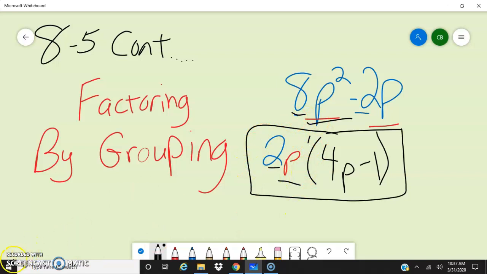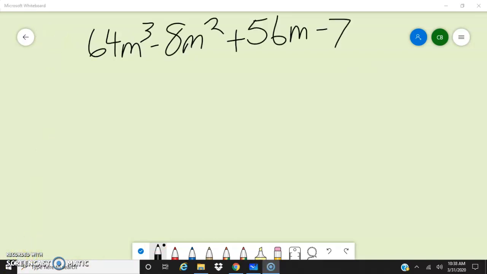All right, let's go ahead and take a look at this example here. So here we have an expression with 4 terms, and first of all, you want to see if you can pull out a GCF, a greatest common factor. So if I'm looking at all of these, let's just start with the number 2. 2 is a pretty common one. 64 is divisible by 2. 8 is divisible by 2. 56 is, but 7 is not. So 2 is not going to work.